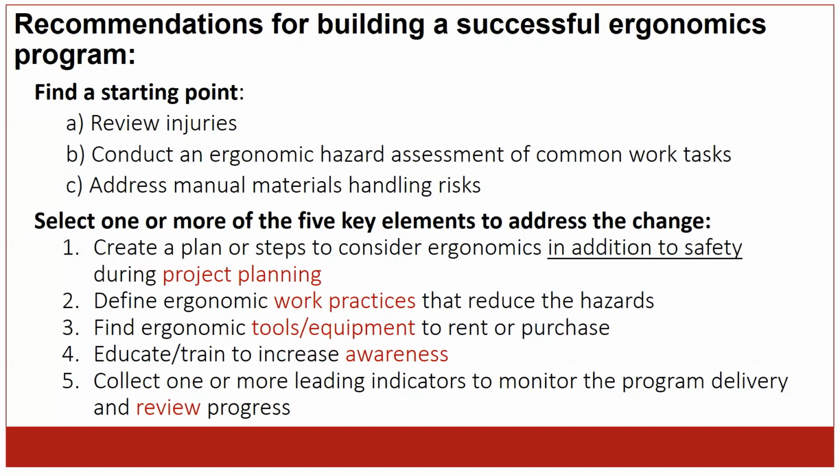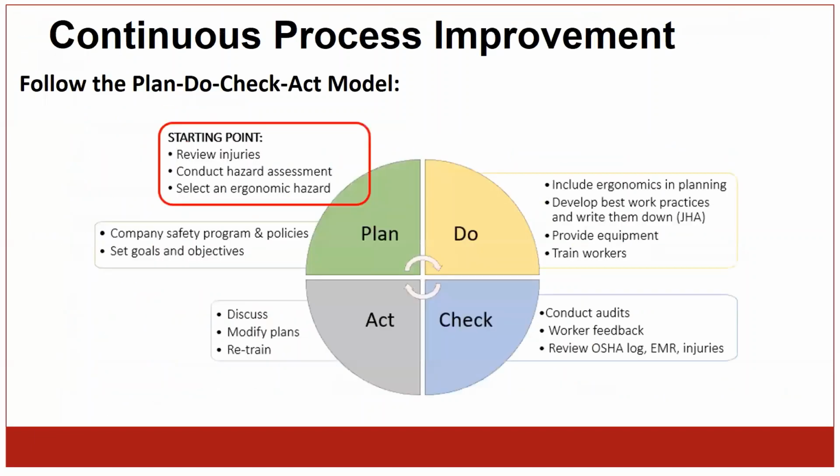As part of this step, it's important to look back at the end of the project to understand what worked well or needs to be changed so that you can apply lessons learned on future projects. Following the continuous process improvement plan, do, check, act model shown on this slide will help you develop your program and continuously learn from and improve it. In other words, help you prevent ergonomic injuries on your projects.